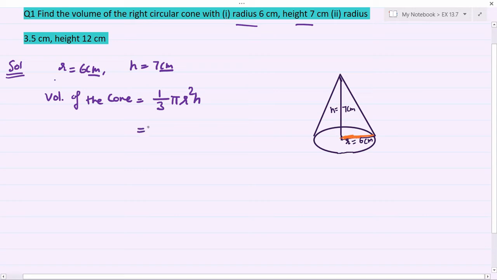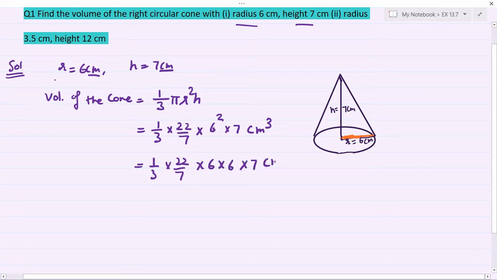Right? Now replace the value here. 1 by 3 pi will be 22 by 7, r is your 6, so 6 square, h is your 7, and all of you know the unit of the volume is cube, so this would be centimeter cube. So 1 by 3, 22 by 7, 6 into 6 into 7 centimeter cube. Now we have to just simplify it. 7 will cancel with this 7, 3 ones are 3, 3 twos are 6, right?